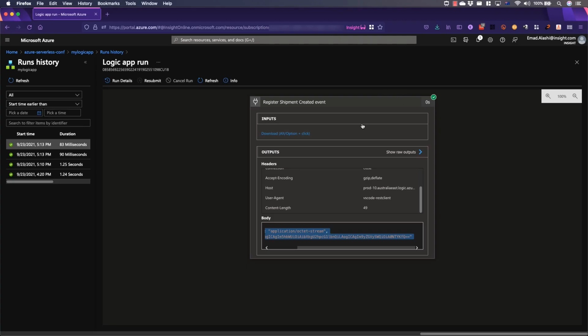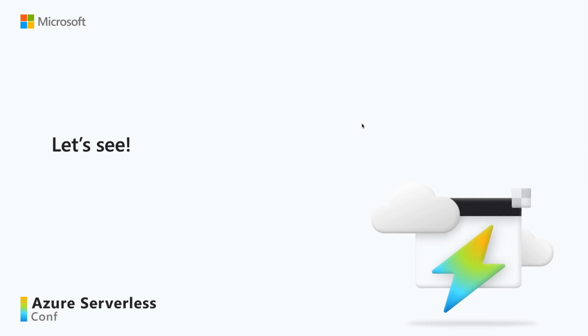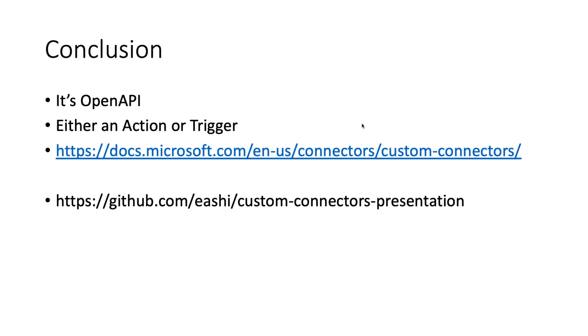All right, so if we go back to our presentation, you can see that we have created a custom connector that can invoke actions and can receive triggers, which you can use in your Logic Apps.